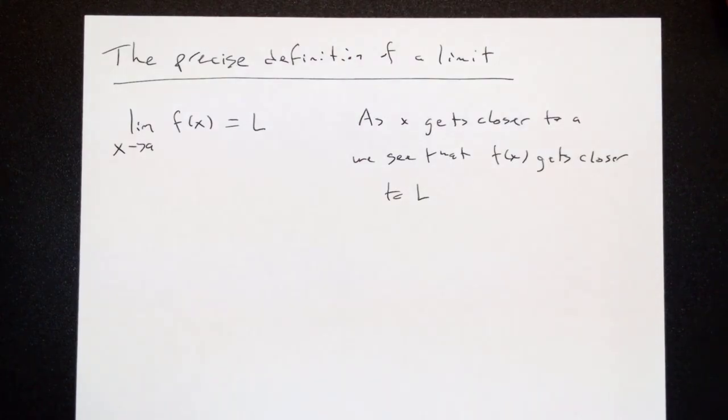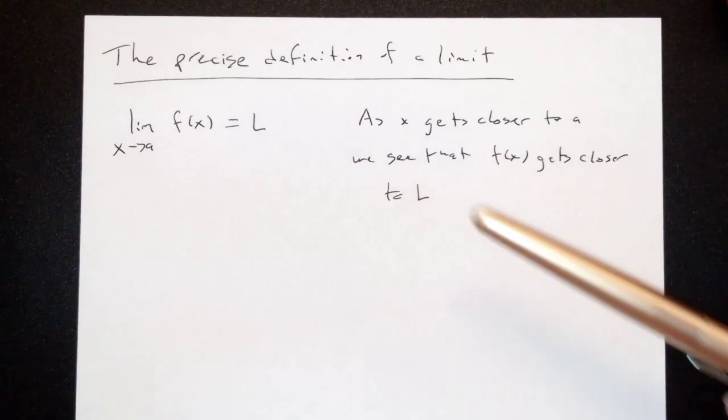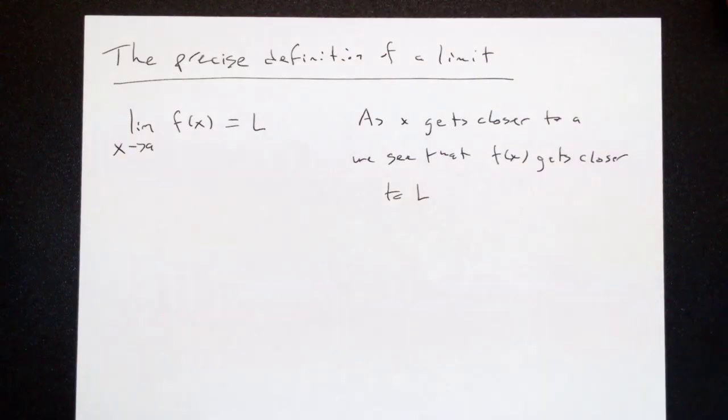My idea is it really shouldn't matter. If we figure out how close you want to be to the limit, I should be able to find how close I have to get to that a value. An example.